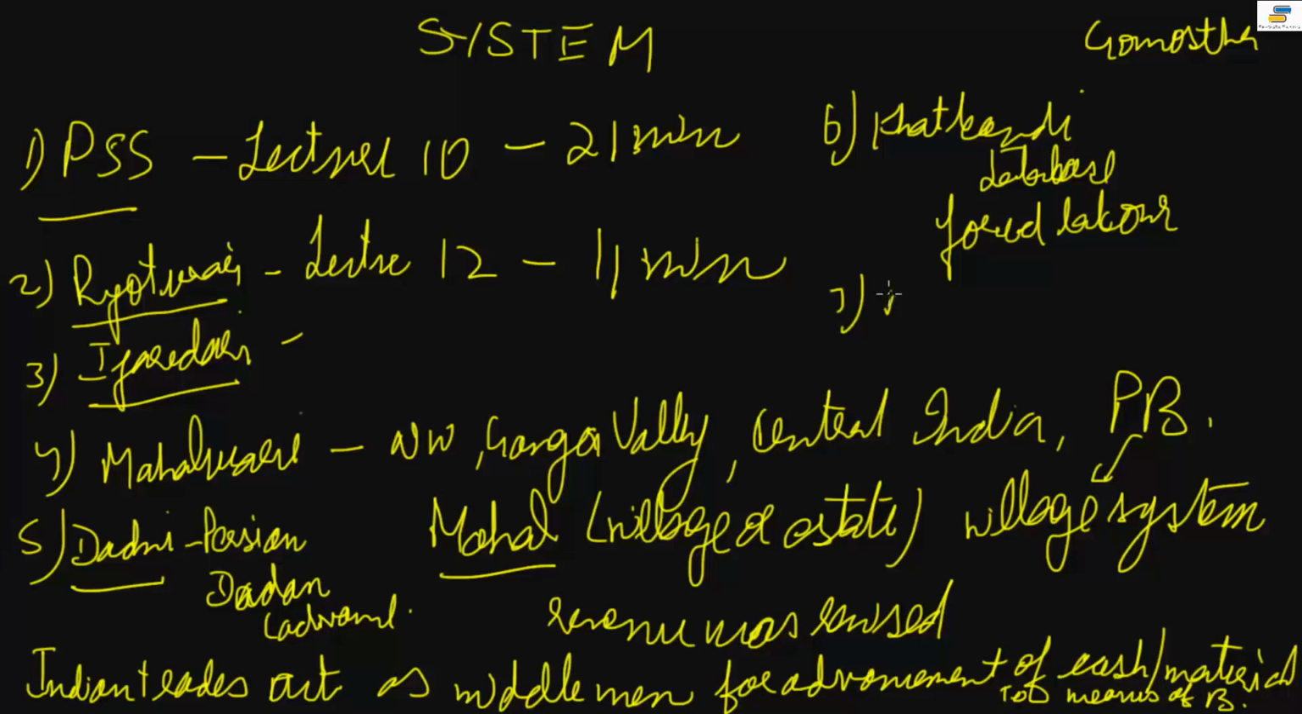Jajmani system. The word Jajmani comes from the Hindi word Yagyaman. Okay, I'll just write the word Yagyaman. Okay, Yagyaman, and this Yagyaman became Yajman, and from Yajman came the word Jajman.